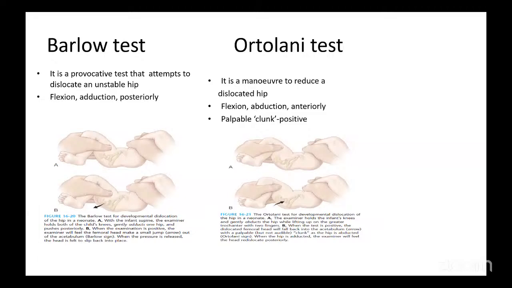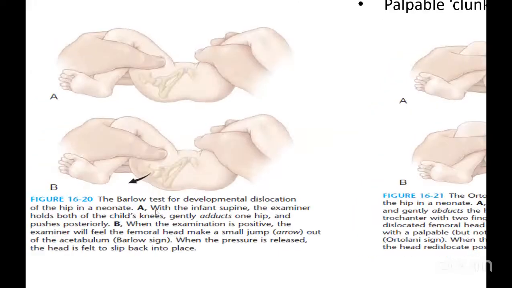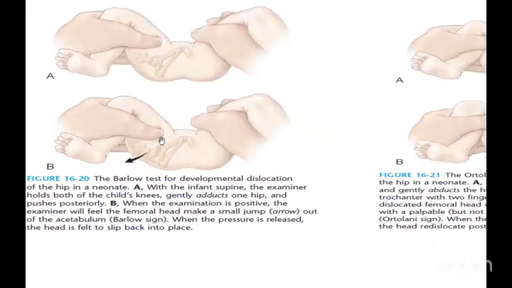In an unstable hip, by doing the maneuver, we are testing to dislocate the hip. The maneuver consists of flexion, adduction, combined with posterior push. If we see here in the picture, the thumb is placed along the medial aspect. This is the acetabulum and this is the femoral head.